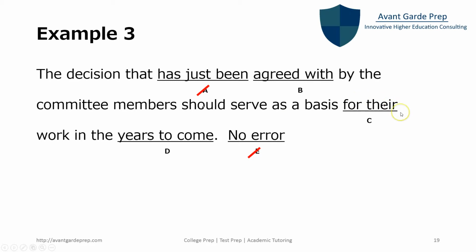C is for there, and for is appropriately used to complete the expression basis for, so that's not the problem, and there modifies members, which is plural, so that's not the problem. And then D is in the years to come, and that properly expresses the time reference in the sentence. So D is not the problem, so we are left with B. This is an idiom mistake. Should be agreed to, not agreed with.